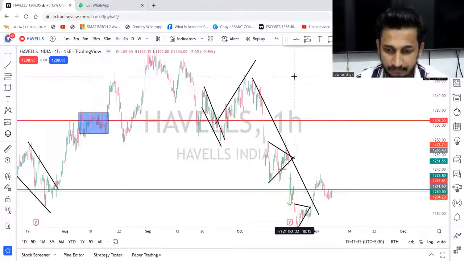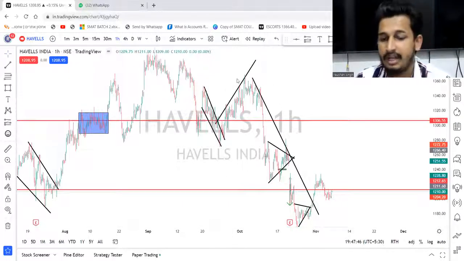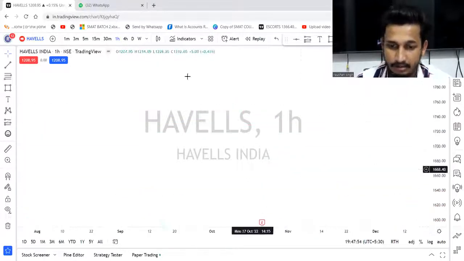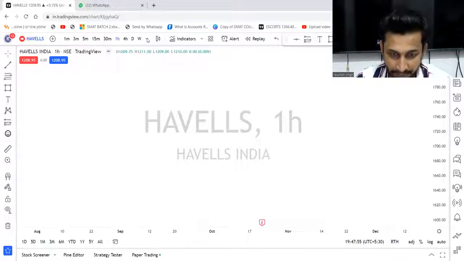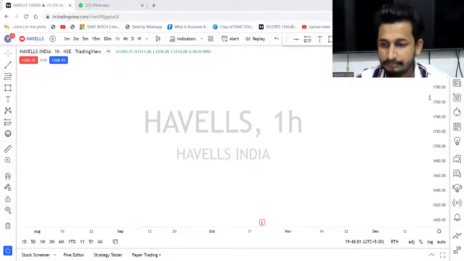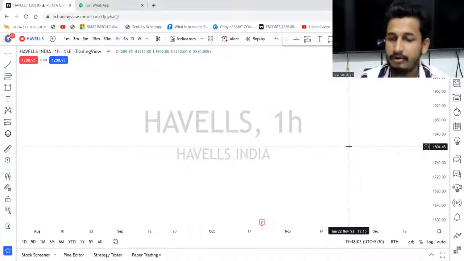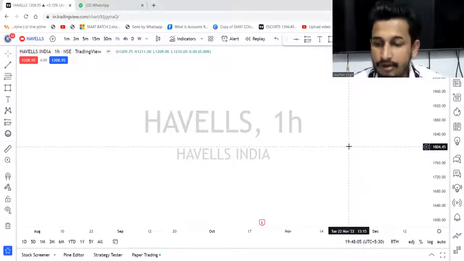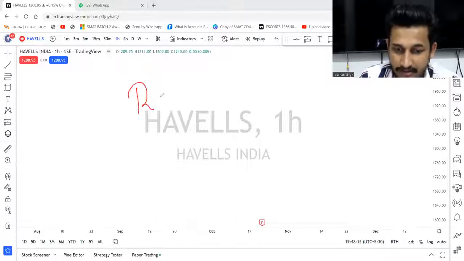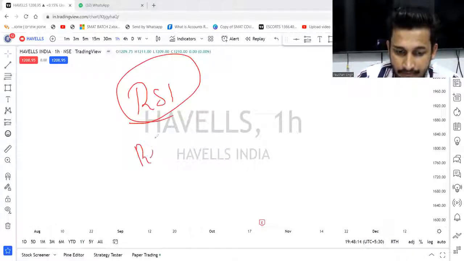Now the biggest question is how to find out the stocks which are going to be in a downtrend. Simple calculation, we will be having it. So what happens over here? There is one indicator, please listen to this. There is one indicator which you might have heard of, RSI, Relative Strength Index.